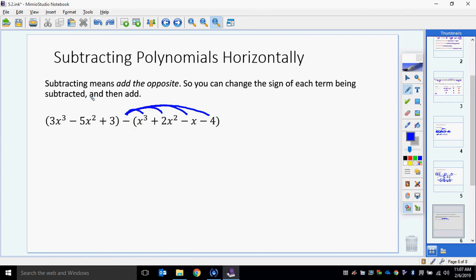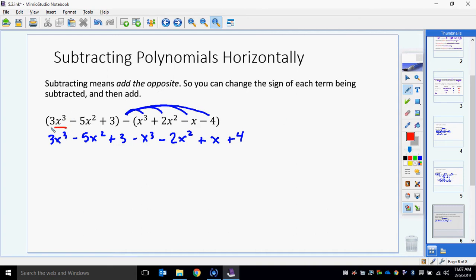All right, so let's distribute our negative. Our first polynomial is going to stay the same. I'm going to get rid of these parentheses, and I'm subtracting x cubed. I'm subtracting 2x squared. I'm subtracting a negative x, so that will change positive, and subtracting a negative 4, so that one's going to change positive. And now I can just combine like terms, right?